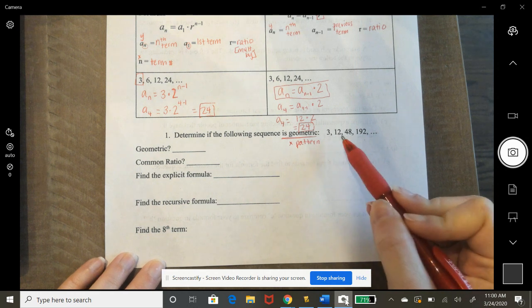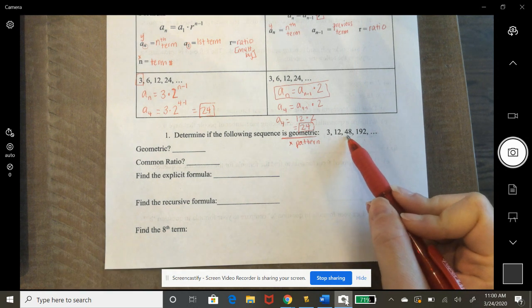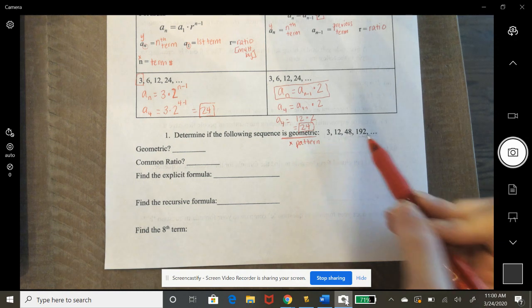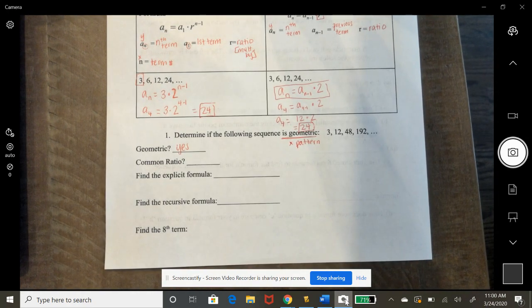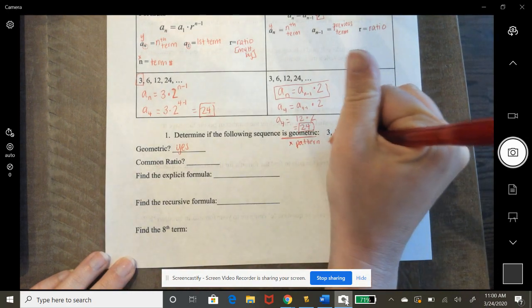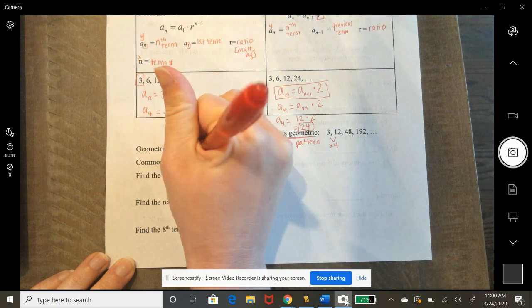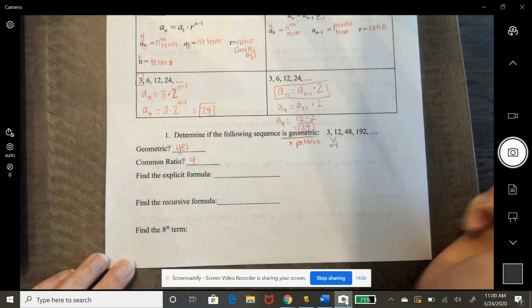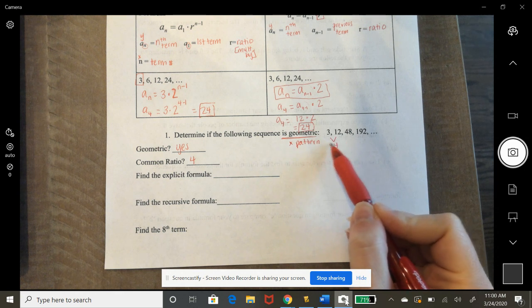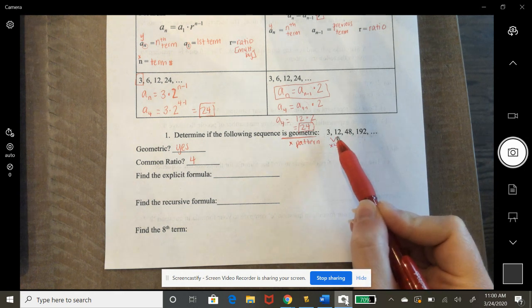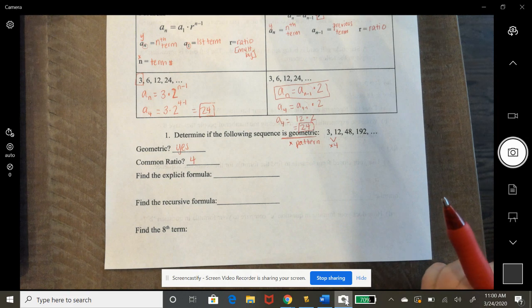I know 3 times 4 gives me 12, 12 times 4 gives me 48, and 48 times 4 is 192. So this would be yes, because I'm multiplying by the same amount each time. And that common ratio would be what I'm multiplying by, which is the 4. And again, if you couldn't tell, you have to go backwards and divide. Do 12 divided by 3, that's 4. 48 divided by 12, that's 4, and so on.